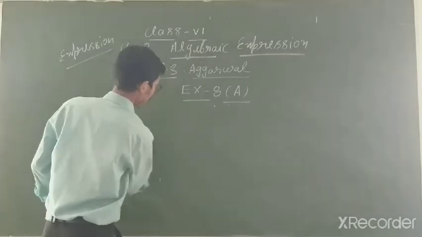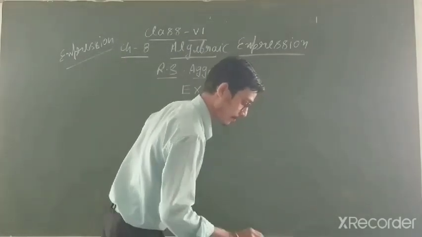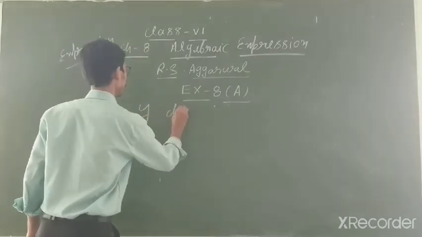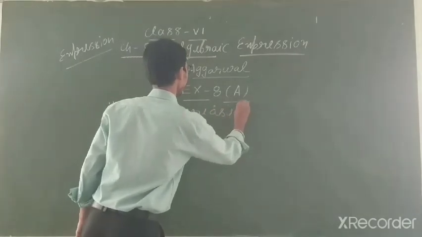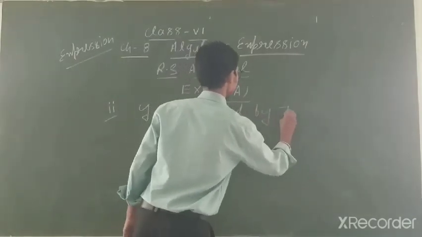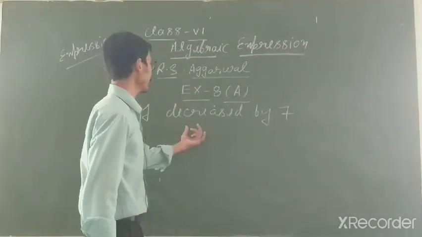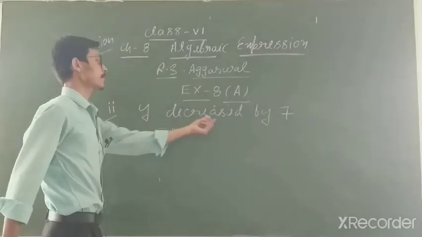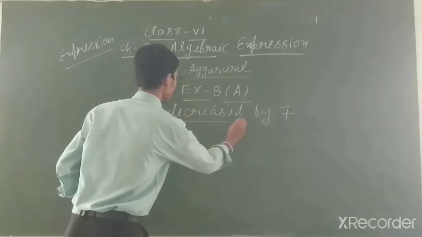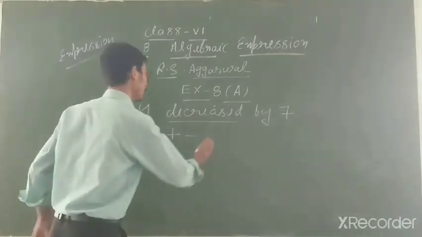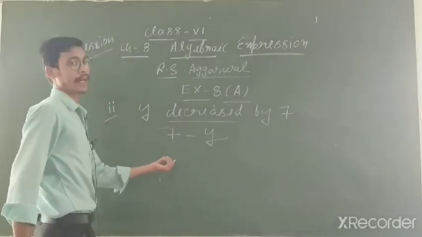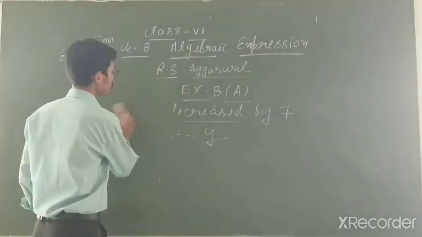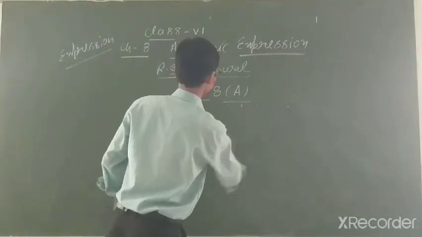Well, you have to focus on the concept. Everything you will do yourself. What is given? y decreased by 7. Question number 2, y decreased by 7. Clear, student? Yani you will write down first what? You will write down 7 and y decreased by 7. So decrease means what, student? Decrease means minus. You will write down minus and here y. Clear? This is our second question. Decrease means minus sign, and increase means plus sign. Clear? You have to remember this.